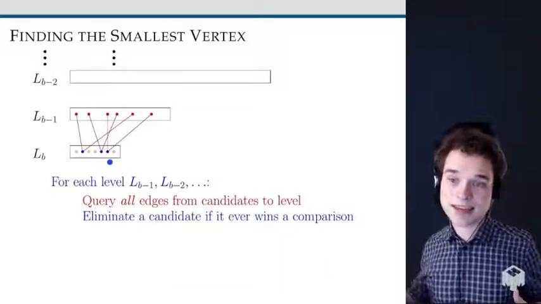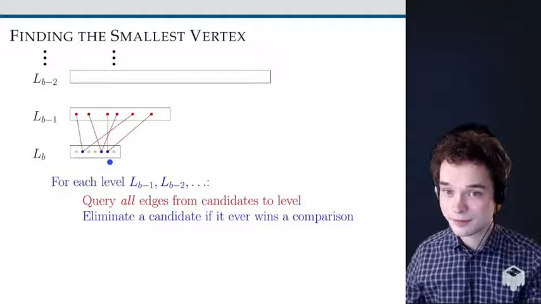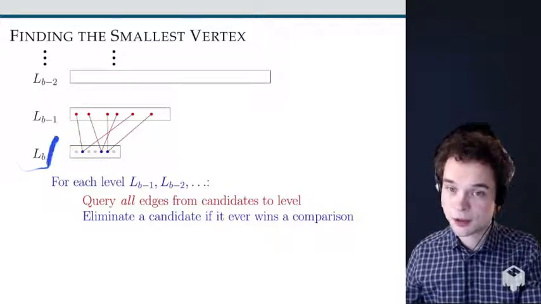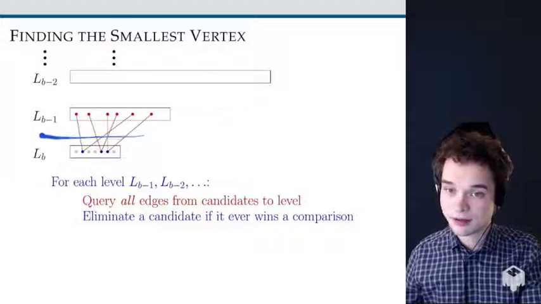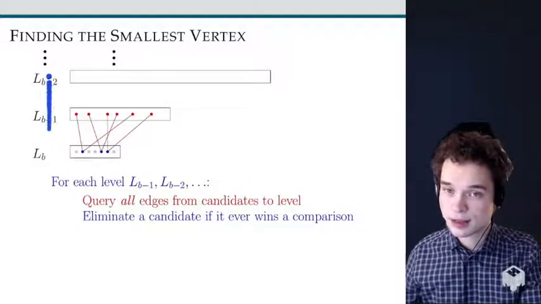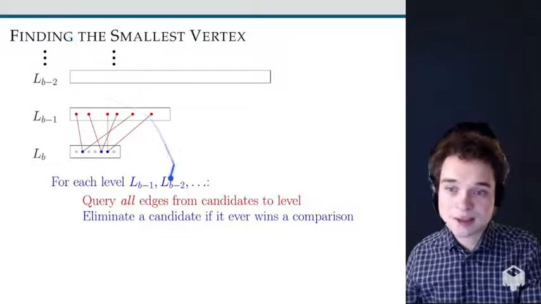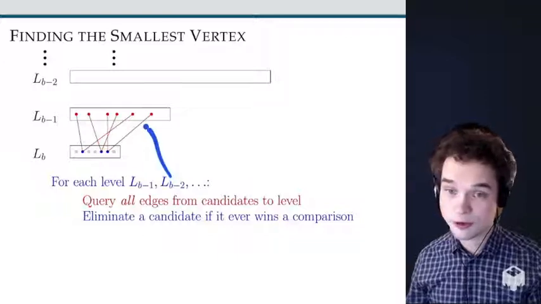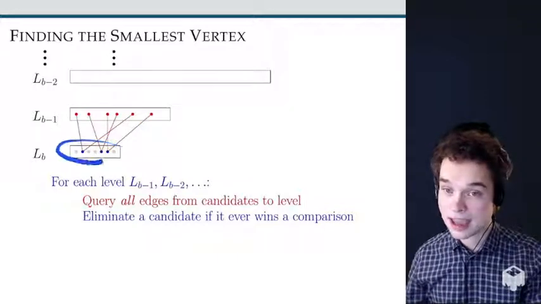And here we do something that's actually potentially very expensive. We go through each of the levels above the smallest one. We start with the smallest of these, L sub b minus 1, then we go through L sub b minus 2, and so on. And for each of these levels, we query all of the edges that go from that level to our candidate vertices.